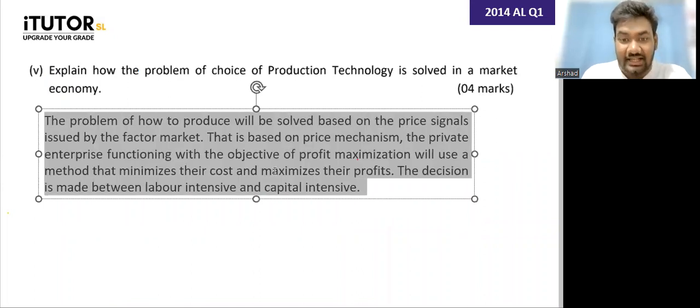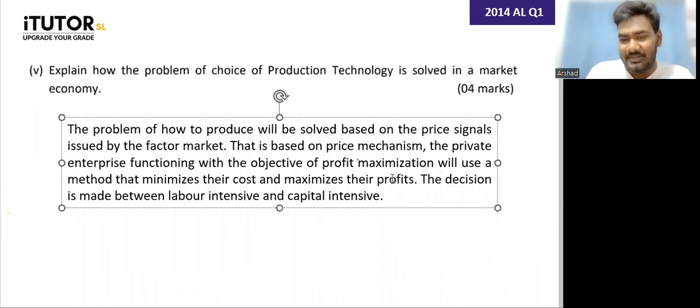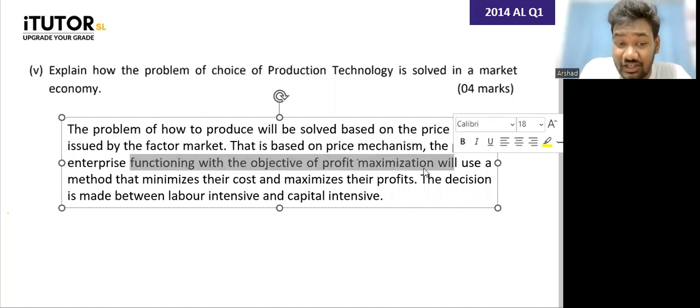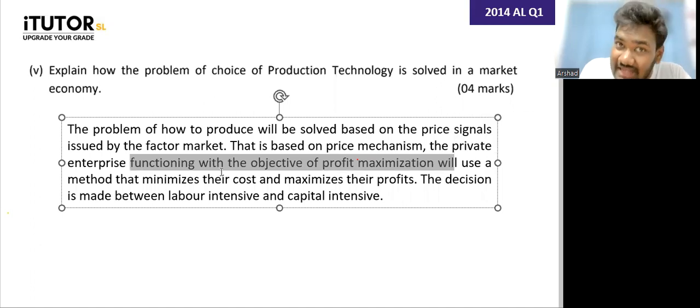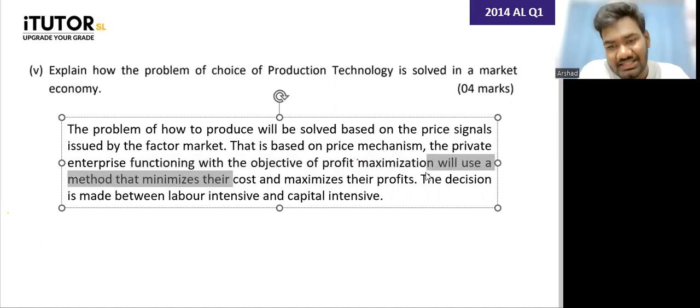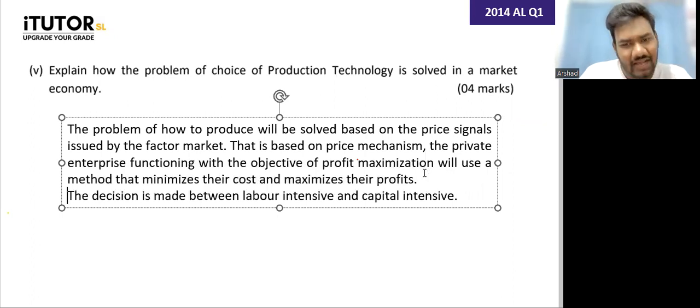So you can say the problem of how to produce will be solved mainly using the price signals by the factor market. That is based on the price mechanism. The private enterprise functioning with the objective of profit maximization will use the method that minimizes their cost and maximizes their profit. So the decision is made between labor intensive and capital intensive.